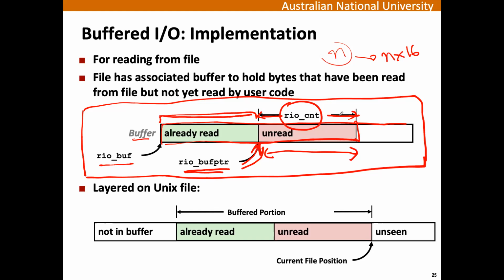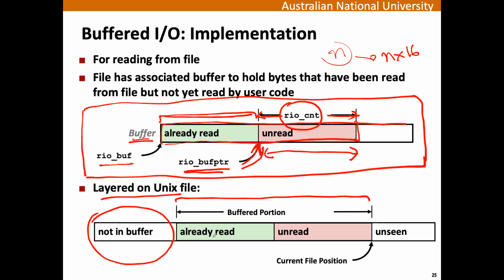So if you think of the way this buffer is layered on the Unix file, some bytes in the file are not in the buffer. Some are in the buffer, and out of them, some have been read already, others not, and there are some bytes that are unseen that will probably be buffered into the RIO array at some point.